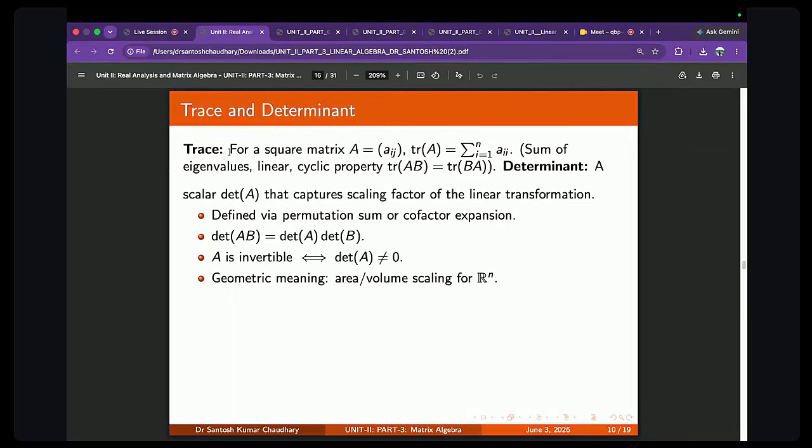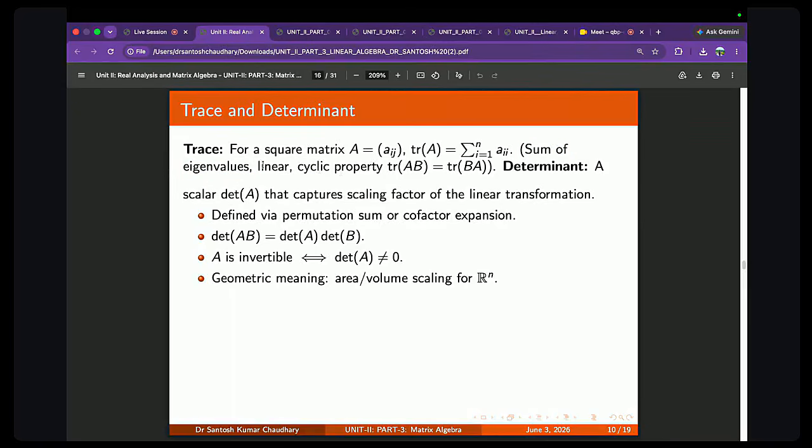Okay. So for a square matrix A, suppose the order is n cross n. The trace will be the sum of all diagonal entries. So what is a diagonal entry? A_ii, the element in the ith row and ith column. Like the first row, first column element, second row, second column element, and so on. The sum of all diagonal entries gives you the trace of a matrix. Or, another way, there is a theorem that if you find the eigenvalues, then the sum of all eigenvalues will also be equal to the trace.